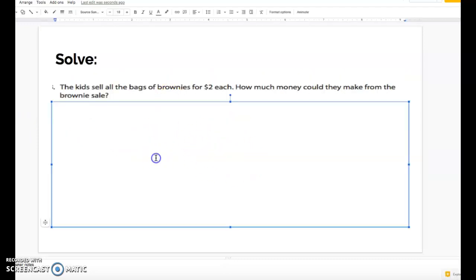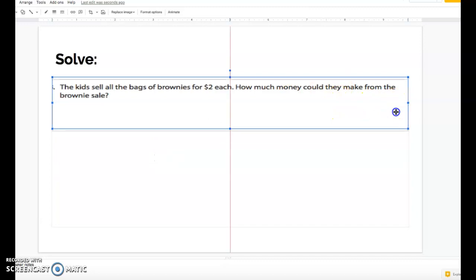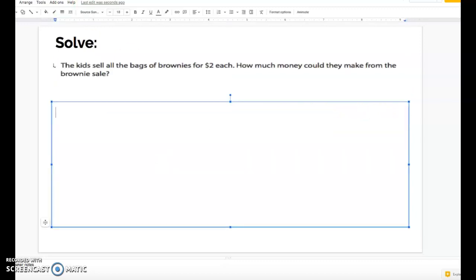If they're selling each bag for $2, I know that I need to figure out, well, 2 times what? And that what being how many bags, 106, will equal how much money they're going to actually earn from this sale. So I need to do some multiplication here. I want you to pause the video and I want you to solve 2 times 106 equals how much money they're going to earn. When you're ready, press play.